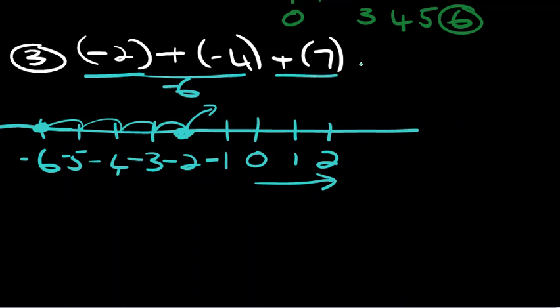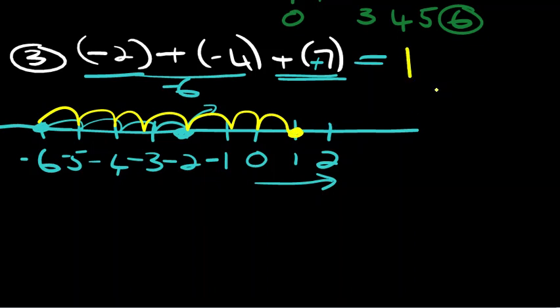Now to get to our final answer, we need to add positive 7, and that means adding a positive number, and that means we're going to jump to the right hand side. So let's do that. So we jump 1, 2, 3, 4, 5, 6, 7. So we end there at 1, and that is our final answer. And this is basically how you add integers, add positive or negative numbers.